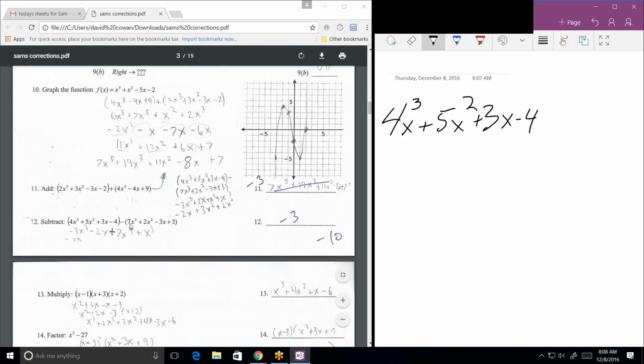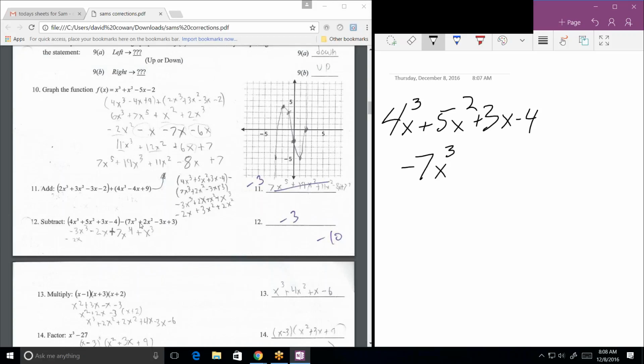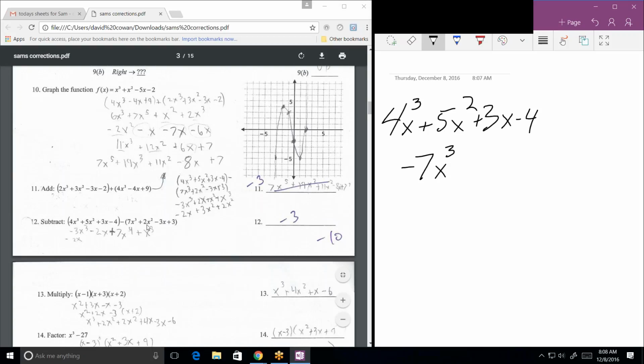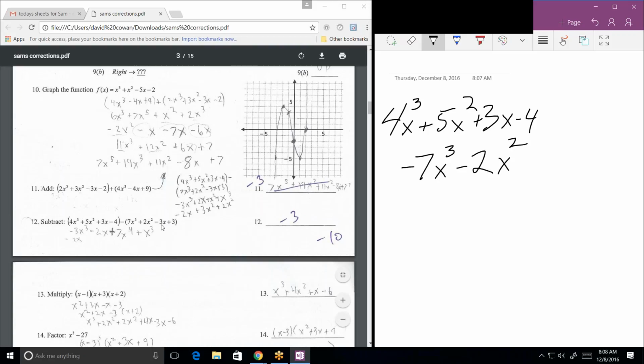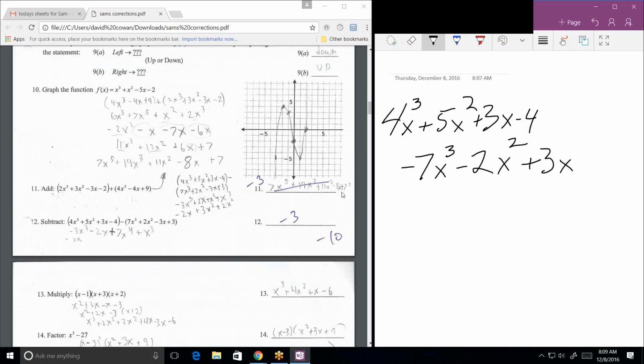Could you distribute? Yeah, you distribute that negative sign to every term. So when you distribute it to the plus 7x cubed, you get minus 7x cubed. When you distribute it to the next term, what do you get? Negative 2x squared. And the third term, what do you get? Positive 3x.